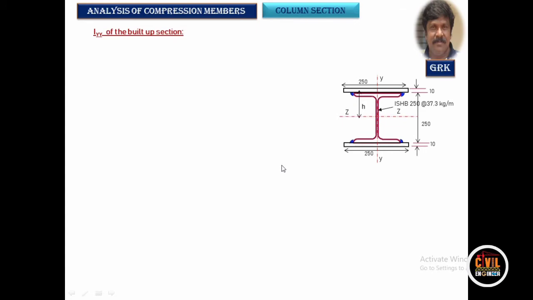Similarly, let us calculate the moment of inertia about the YY axis. Since the axis is passing through the centroidal axis of the plates here, there is no need to apply the parallel axis theorem. We know the formula for the y axis for the rectangular plate: it is d b cube by 12. D is 10 mm, b cube is 250 cube, d b cube by 12, two times.